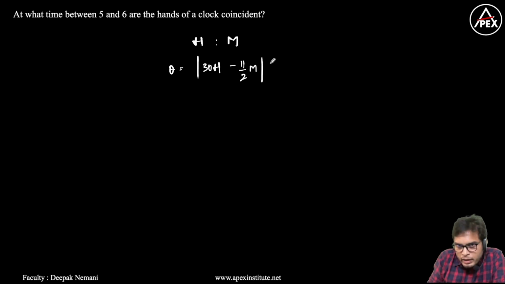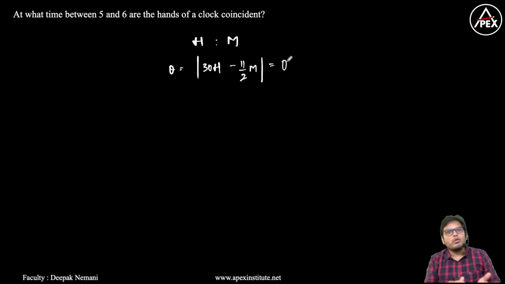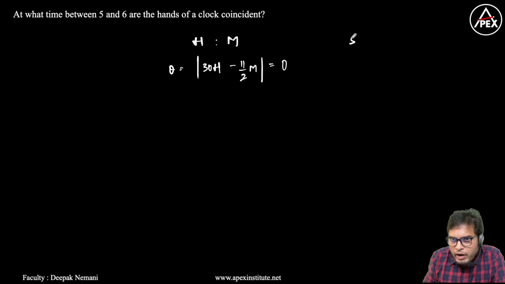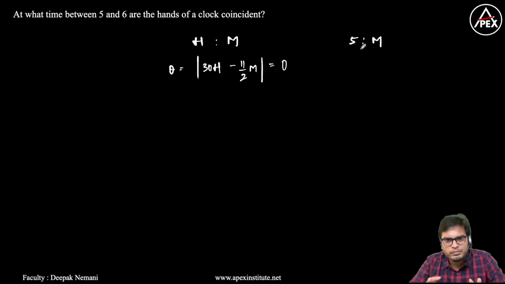Right. And we are given that this is 0 because they are coinciding with each other. Now, any time between 5 o'clock and 6 o'clock will be of the kind 5 hours and m minutes, except at 6 o'clock. Okay, now if I ask you, tell me a time between 5 o'clock and 6 o'clock. Now the time will be around 5:10 or 5:15 or 5:20 or 5:59. 5:01 to 5:59 excluding 6. And we know that at 6 o'clock they are not coinciding with each other.